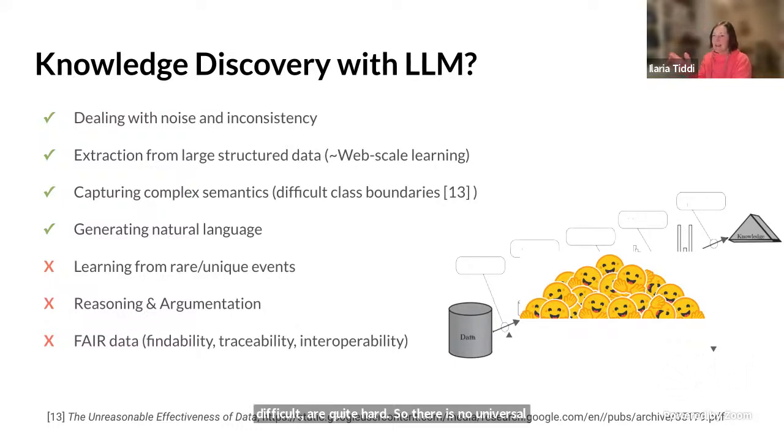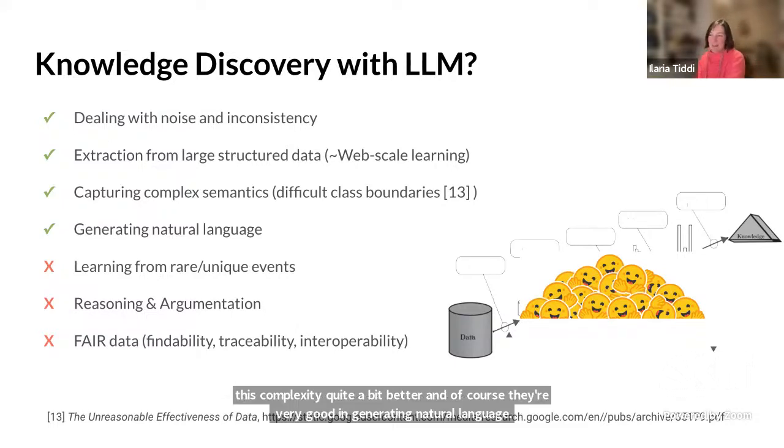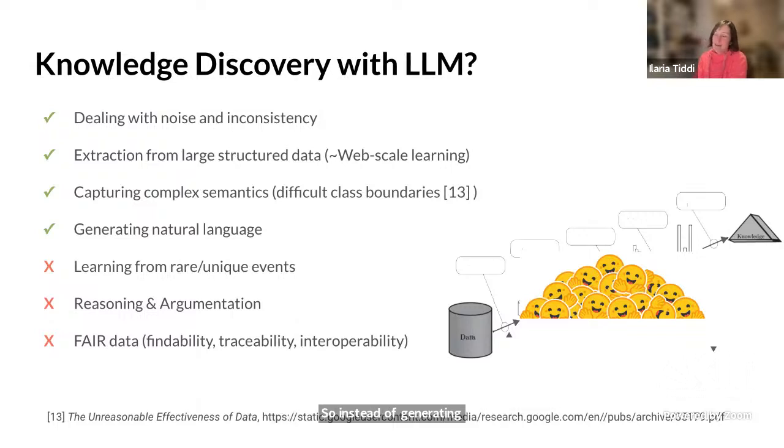And especially the embeddings based methods are able to capture this complexity quite a bit better, and of course are very good at generating natural language. So instead of generating explanations in a mechanistic way from the triples, they are able to generate a much more human-friendly explanation. The problem is that they are still limited in a number of things.